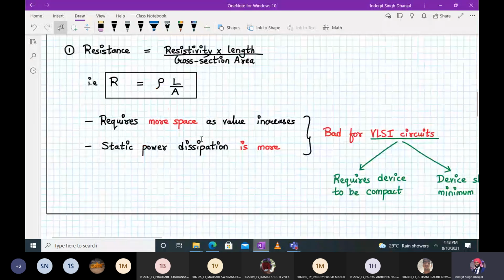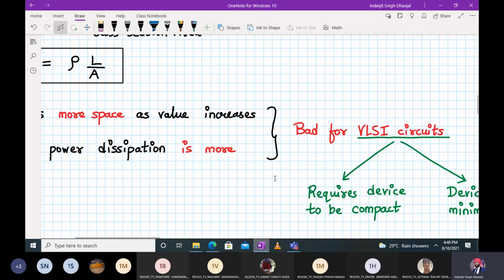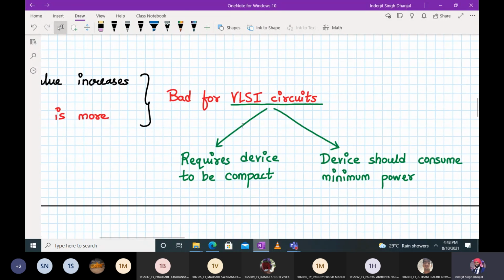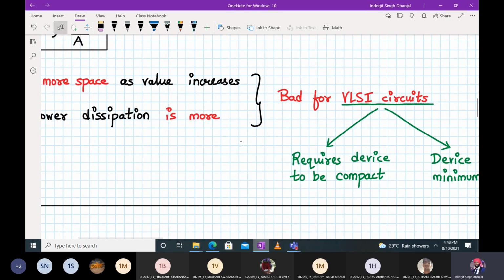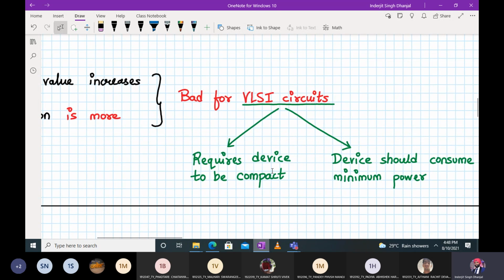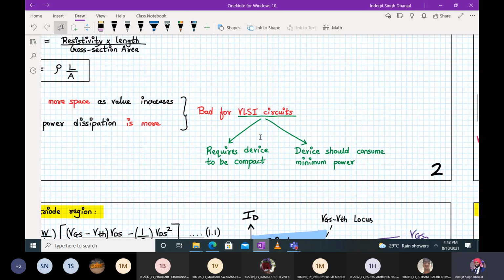Also, since you have so many resistors, the static power dissipation is more. You must be agreeing on this point, right? The power dissipation will be more if you have more resistors. And whenever there is a voltage drop across the resistor, the power is also dissipated in the form of heat. This is bad for VLSI circuits because VLSI circuits require devices to be compact, correct? And the device should consume minimum power. Resistors are very bad at providing both of them. They occupy more space as well as consume power, which is a wastage of power, correct? So it's bad for VLSI circuits.